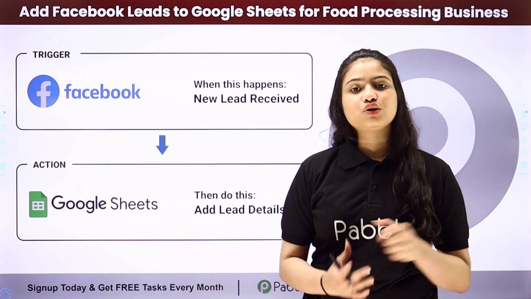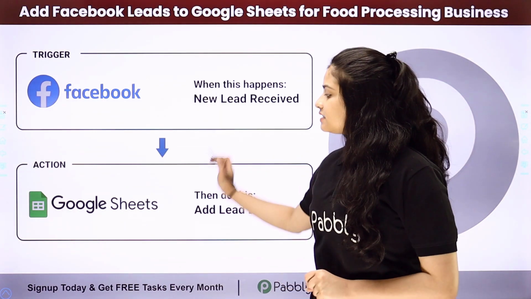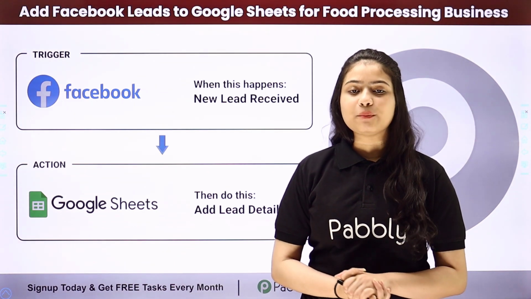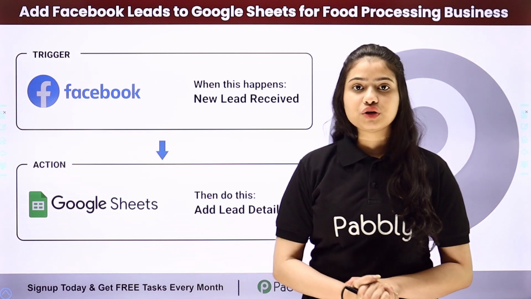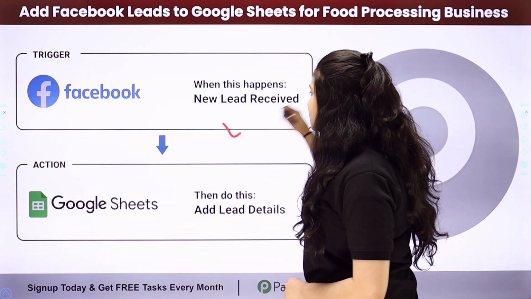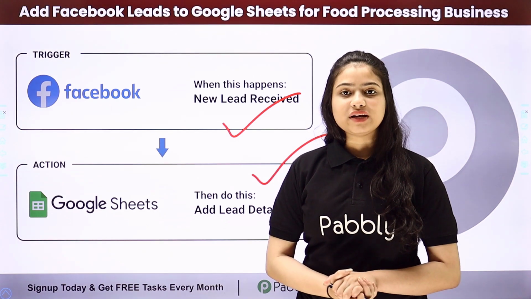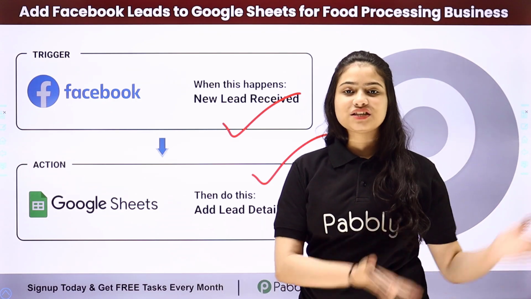So how are we going to automate this entire process? For this, we will have to set up a connection between Facebook lead ads and Google Sheets, and we are going to do that without any coding or programming skills with the help of Pabbly Connect. Pabbly Connect works on two principles, trigger and action. We are going to take Facebook lead ads in our trigger and Google Sheets in our action, and we will connect both of them in order to automate this entire process. And to learn the entire automation step by step, let me take you all to my screen.